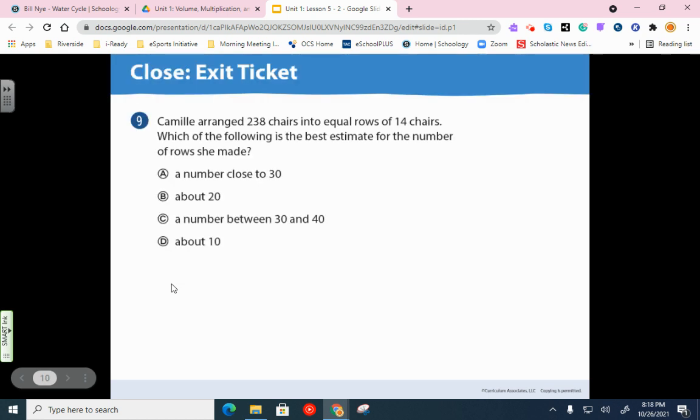All right. So Camille arranged 238 chairs into equal rows of 14 chairs. Which of the following is the best estimate for the number of rows she made? So let's take our original numbers, and this is where we decide what our compatible numbers are going to be. So these are not easy numbers to work with, so let's make them easier yet compatible. Let's go with 200 for this one, and let's change 14 to 10.